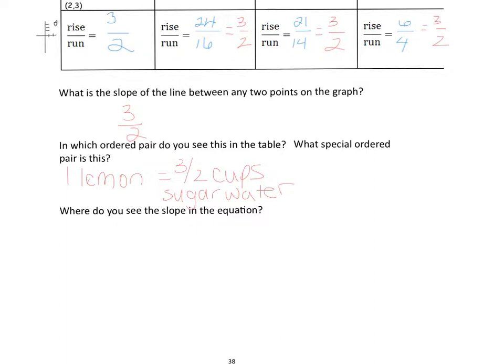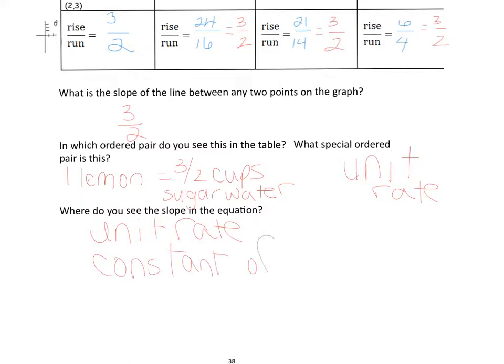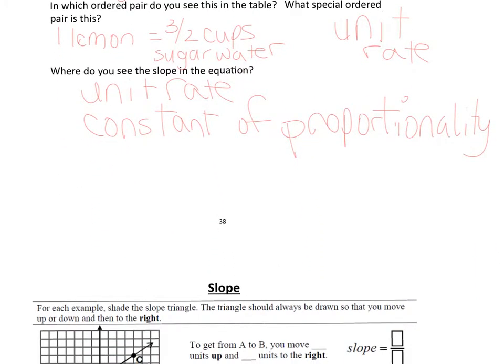And what's special about this? That represented your unit rate. So your unit rate represents your constant of proportionality, but it also represents your slope. So where would you see the slope in this equation? You would see it in the unit rate, or you'd see it in the constant of proportionality. Because they're all the same thing. It's just giving the same word to the same thing. They're all like synonym phrases.